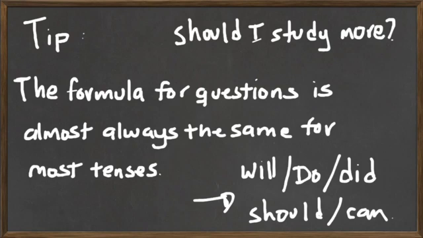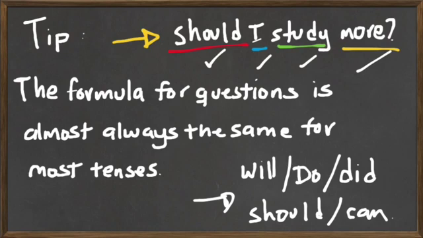Let's see, we have an auxiliary, we have a subject, we have a verb in simple form, and we have a complement. Notice this is a very different tense, or intention, in the English language, and the formula is the same: auxiliary, subject, verb, complement, always the same. Don't forget, so try to memorize this one because it's very useful.